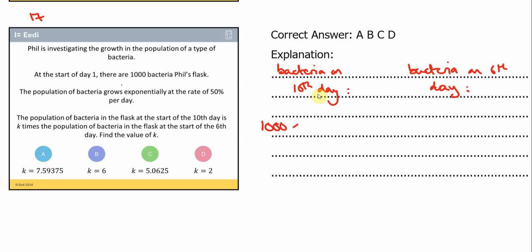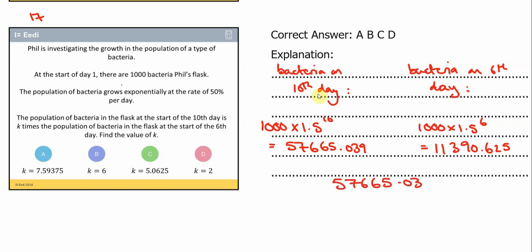So let's just do this. 1,000 times 1.5 to the power of 10, and this one's going to be 1,000 times 1.5 to the power of 6. My numbers for each of these are going to be 57,665.039, and this one here is going to be 11,390.625. So if this was like 8 and this was 2, you'd say, well, this is 4 times bigger because 8 divided by 2 is 4.